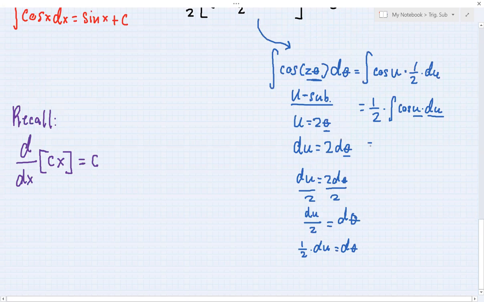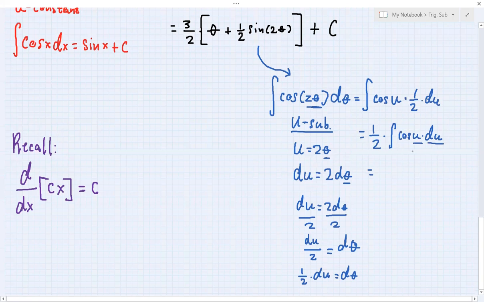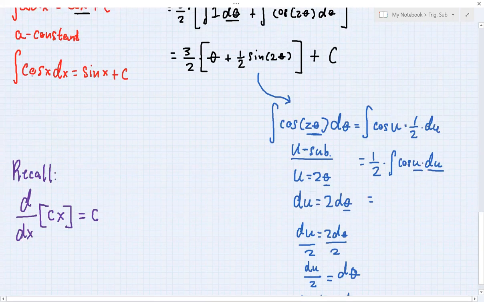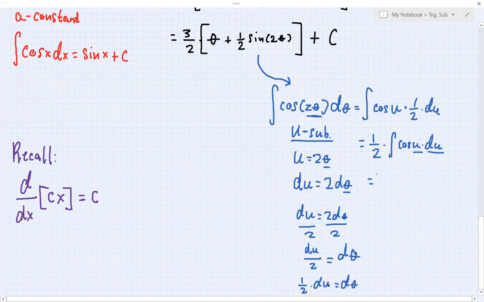So what we're going to do now is we're going to integrate. So ano yung integral ng cosine? Ito yun. The integral of cosine is sine x. So therefore, this is 1/2 times sine u plus c. And here's the thing. Tapos na ba tayo rito? Nope, we're not done yet. Okay? Balikan natin si u. Since yung u mo is equals to 2 theta, therefore your final answer is 1/2 sine of 2 theta plus c.